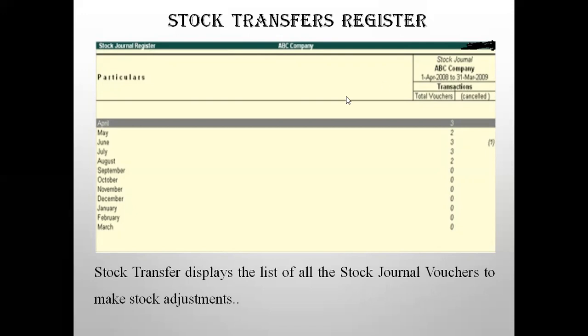So here it shows you the stock journal of ABC company for this period month-wise. Okay, so that is the stock journal register. It displays the list of all the stock journal vouchers to make stock adjustments.